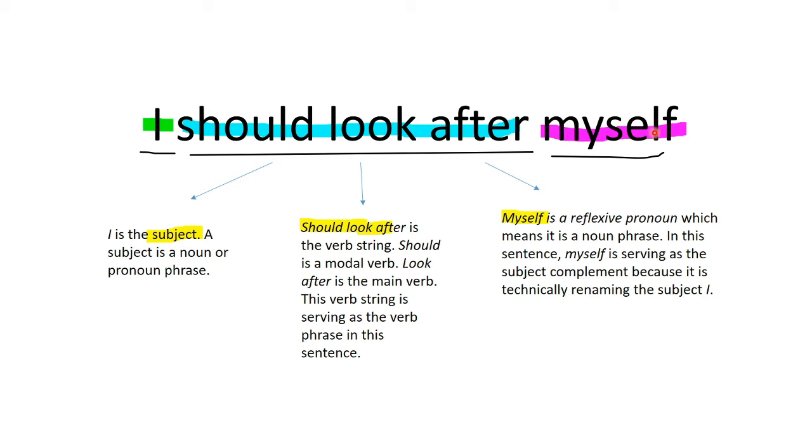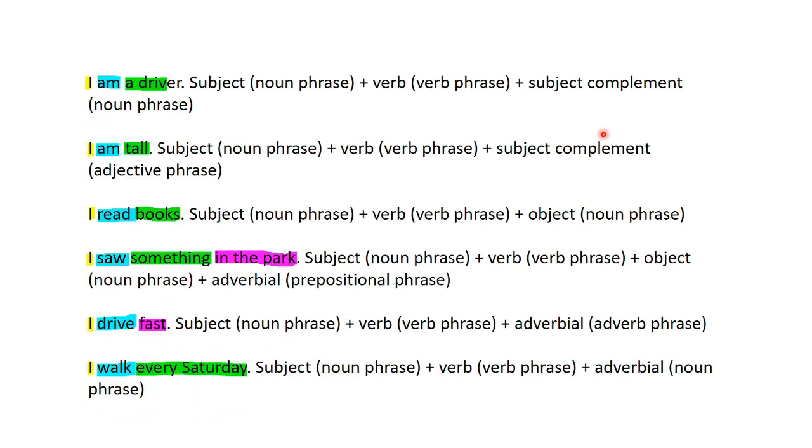Myself is a reflexive pronoun which is technically renaming the subject I. Therefore, this will be classified as the subject complement. I should look after myself. Three elements in this clause. It's a single clause sentence. Let's look at a few more examples to further enhance our understanding.